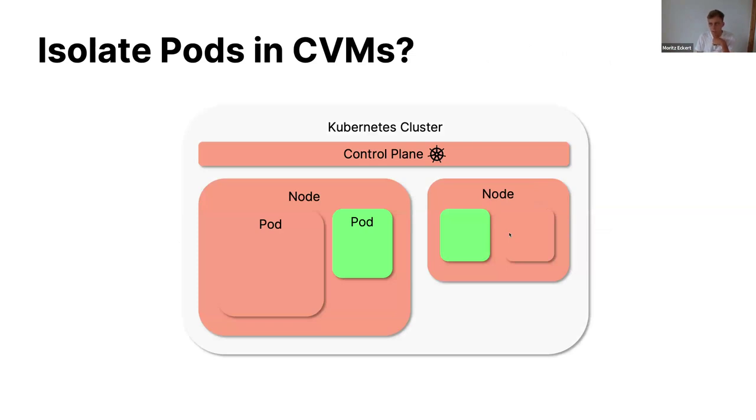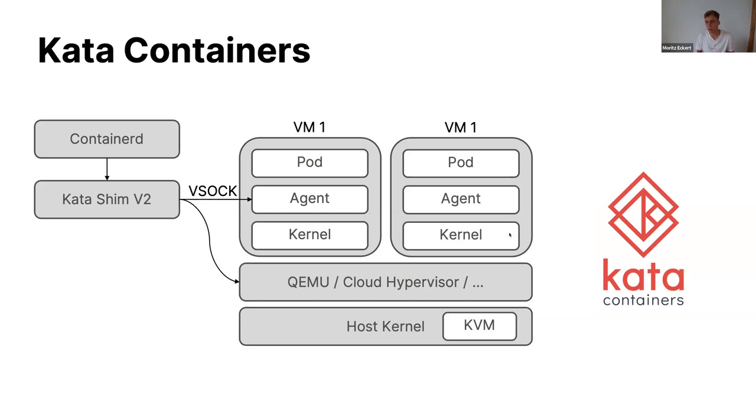What people saw, and this has been running for a couple of years now, is that there already exists a concept or a project that does precisely that: run containers inside VMs. This project is called Kata Containers. There are other projects as well that do similar things, but this is the foundation for confidential containers right now.